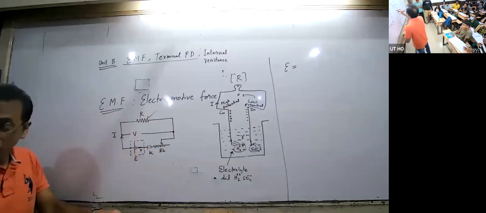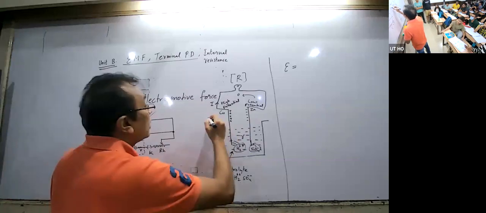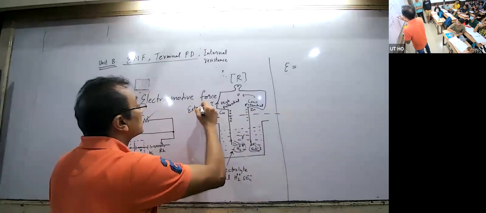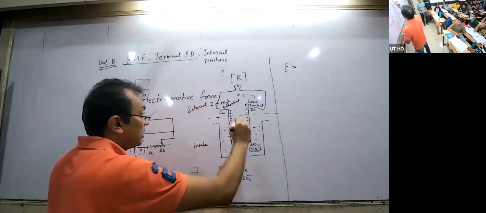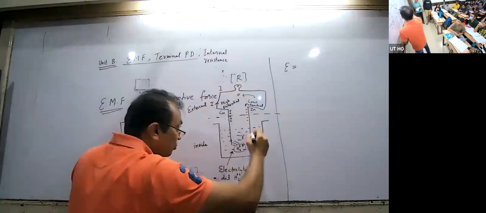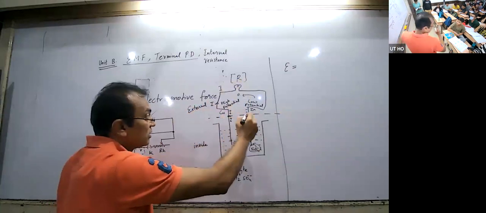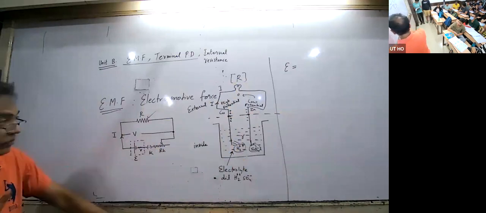See, outside the cell, it is the external circuit. Then inside the cell, it is the same current. When current I flows, it flows throughout, right? So current I flows outside the cell as well as inside the cell. It is the same current. Got it? So this is the external circuit.